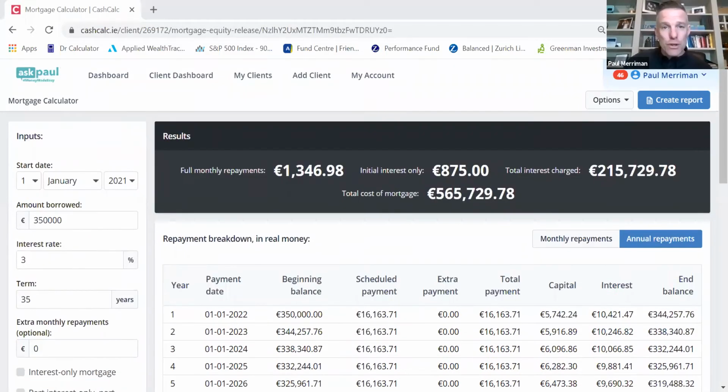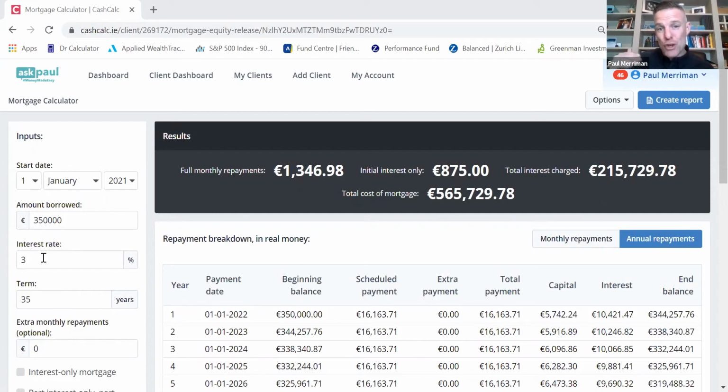So in this example, this is CashCalc, one of the tools I use with every client. And when I say every client, we do this with all our full financial planning consultations or investment clients. And it's a really good service. But in this one, we're just honing in on the mortgage. You see here we have a client, we're going to future-proof this one to say it's going to start in 2021, so January 2021, 350,000 of a mortgage.